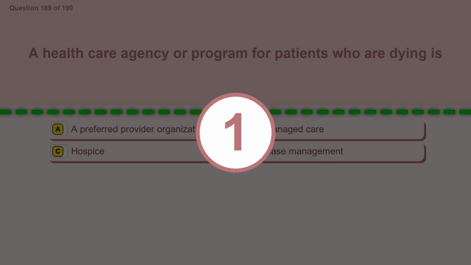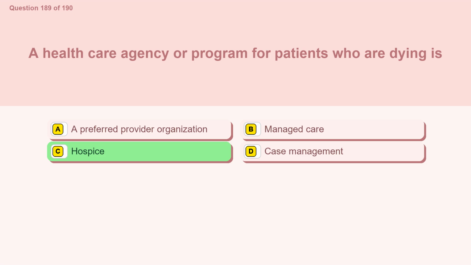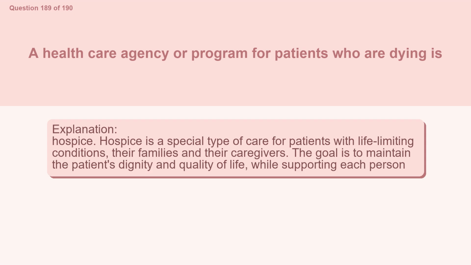The correct answer is Option C, hospice. Hospice is a special type of care for patients with life-limiting conditions, their families, and their caregivers. The goal is to maintain the patient's dignity and quality of life, while supporting each person.